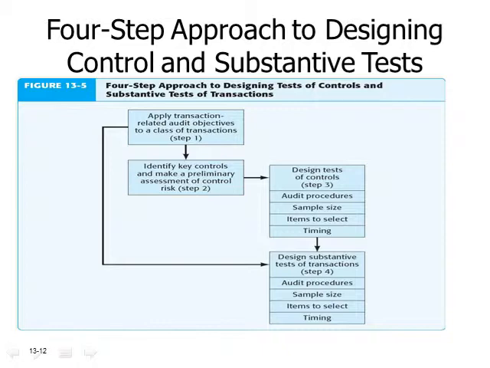If we have controls, we have to identify what these key controls are and make some sort of preliminary assessment of the controls, and then we design tests of controls. And with any test of controls, we have to determine audit procedures, the sample size, the items to select, and the timing of these tests. After we perform these tests of controls, then we can use the information obtained from those tests to inform the decision on the design of substantive tests of transactions. And again, when we move into the test of transactions and ending balances, we're talking about what are the audit procedures, what's the sample size, what are the items to select, and what is the timing.